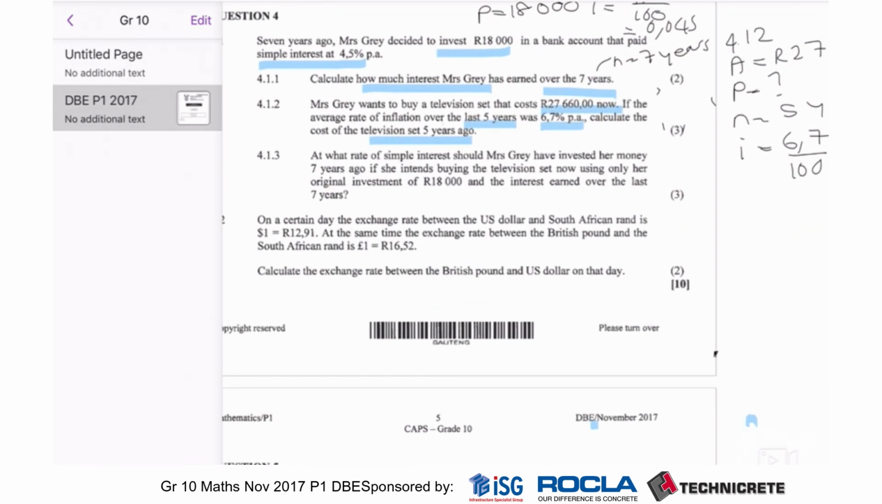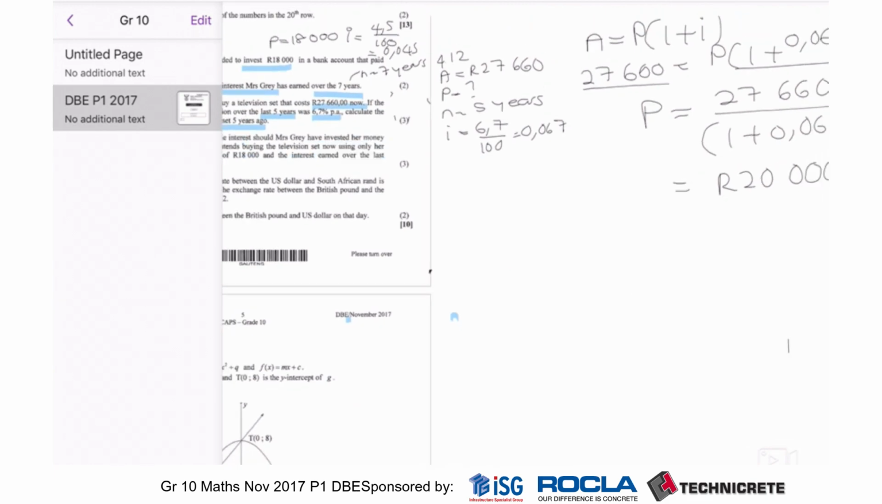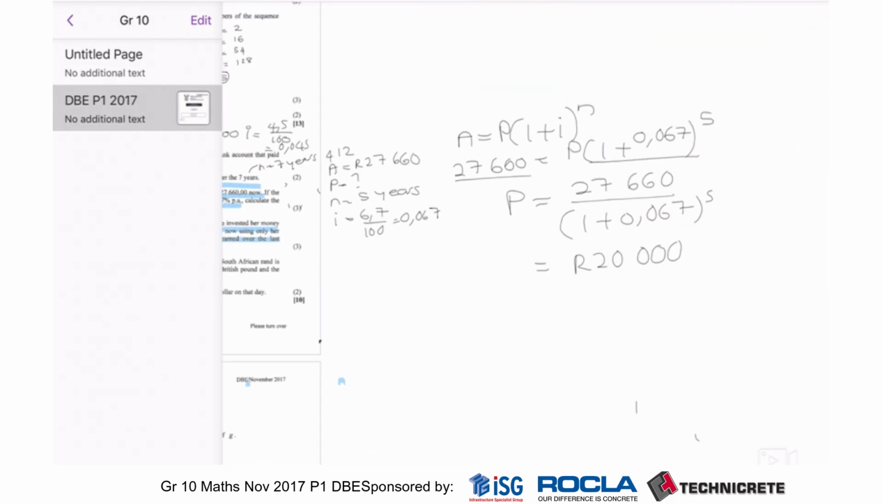Okay. It says, at what rate of simple interest? So what rate of simple interest is telling me that I'm going to be calculating i. At what rate of simple interest should Mrs. Gray have invested her money 7 years ago if she intends on buying the television set now using her original investment of 18,000 and the interest that it's earned over the last 7 years? So we want to find the interest rate using the original 18,000 and the final value of the TV, and we want to see what interest rate she should have used to get that amount.